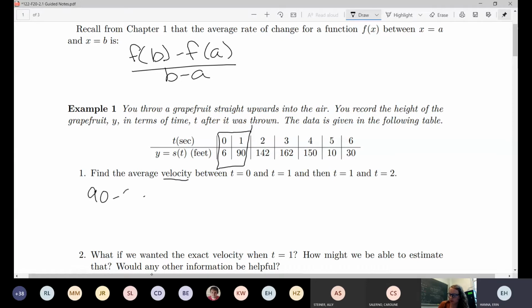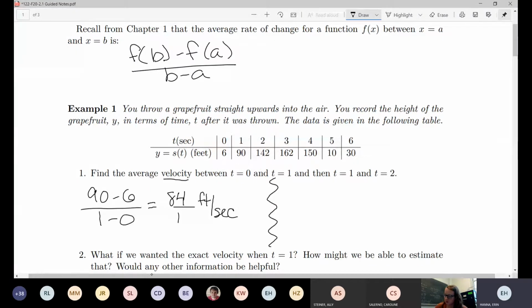So we end up with 90 minus 6 over 1 minus 0, which results in a velocity of 84 over 1, so 84 feet per second. And then if we want the average velocity between t equals 1 and t equals 2, we have 142 minus 90.